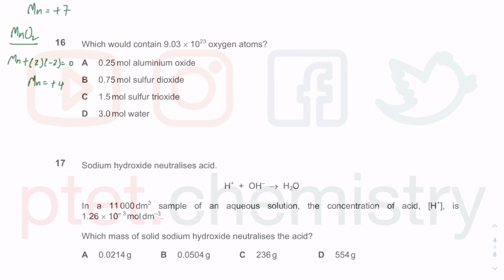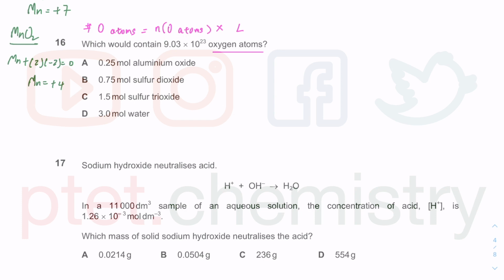Question 16, you want the number of oxygen atoms. So we know the mole of oxygen atoms multiplied by Avogadro constant, which we always abbreviate as L, will give us the number of oxygen atoms. That's how they are relating Avogadro constant with the mole of oxygen atoms.